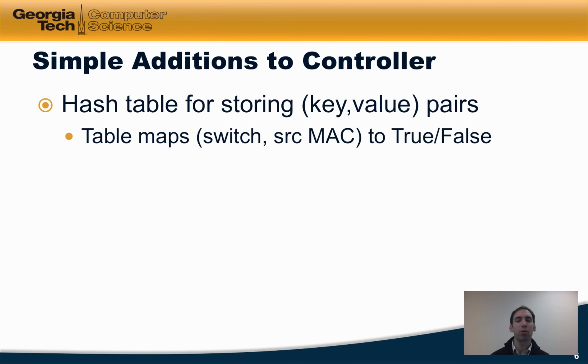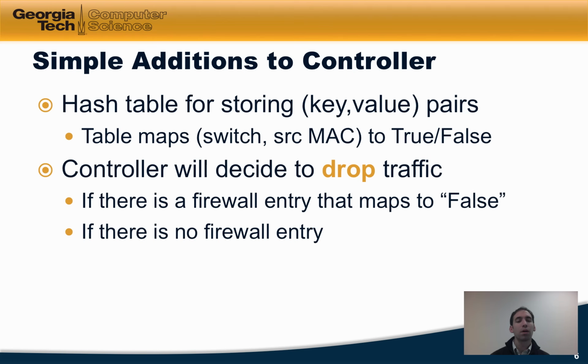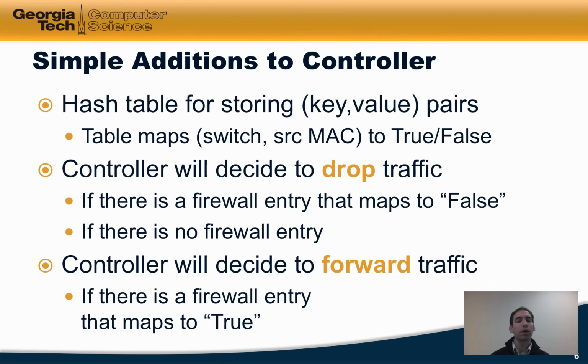First, we need a hash table that stores key value pairs. In particular, that hash table must map the switch identifier and the source MAC address of the packet to a true-false value, indicating whether the packet should be forwarded or dropped. The controller will decide to drop the packet if there's a firewall entry that maps to false, or if there is no firewall entry for that source MAC address. The controller will decide to forward the traffic if there is a firewall entry that maps to true.